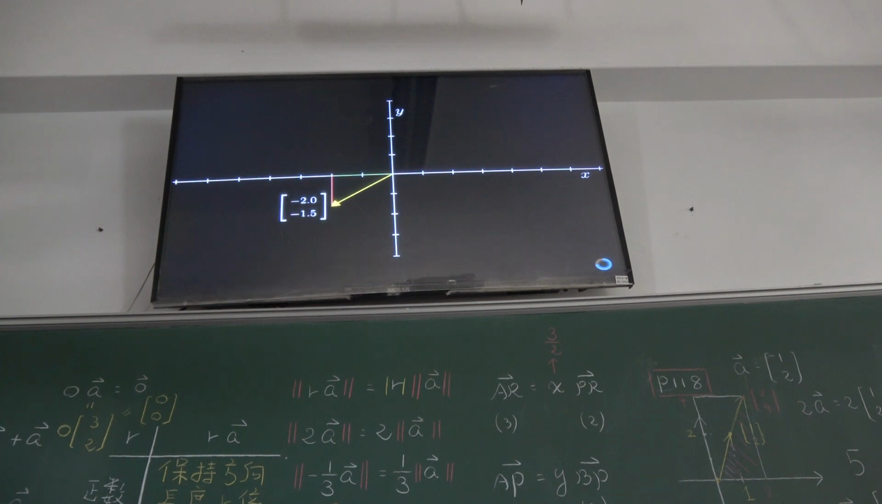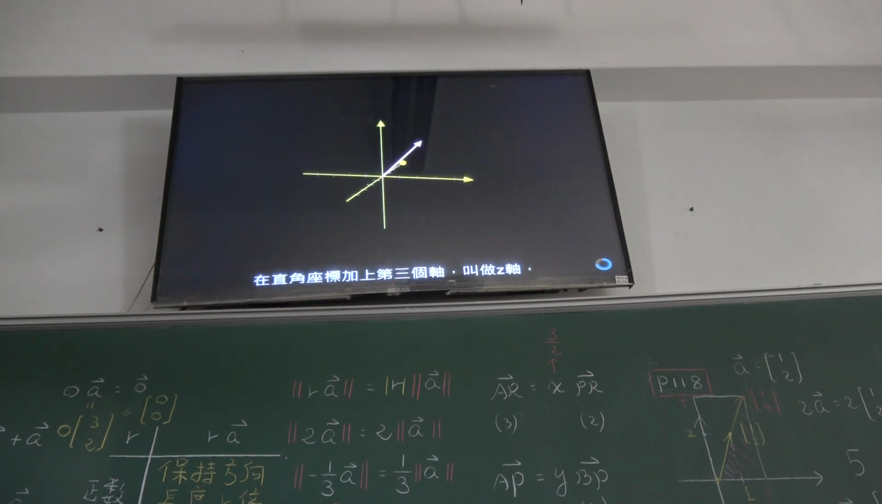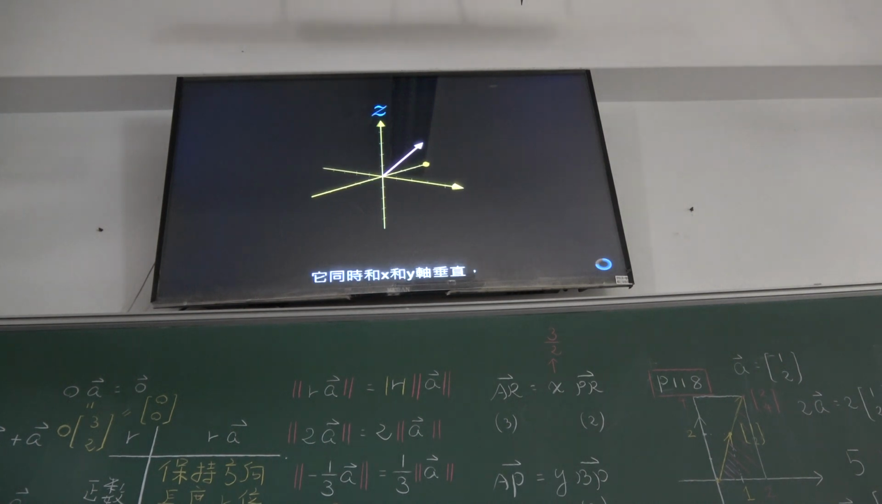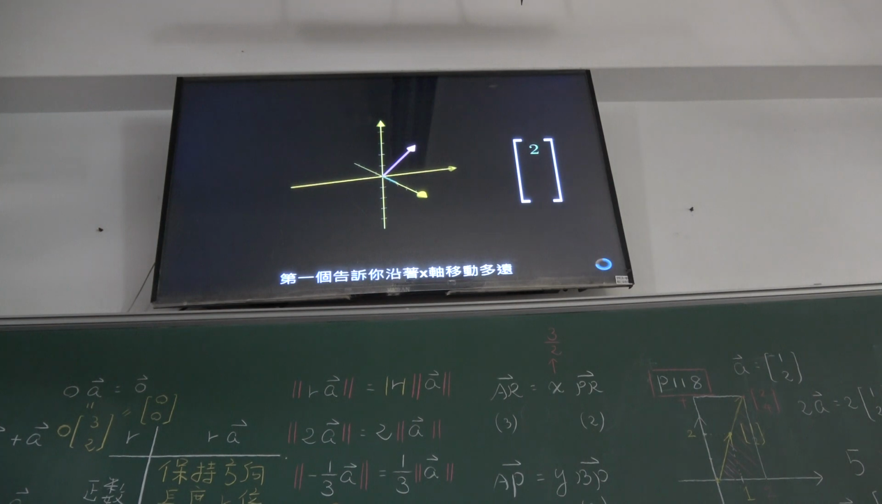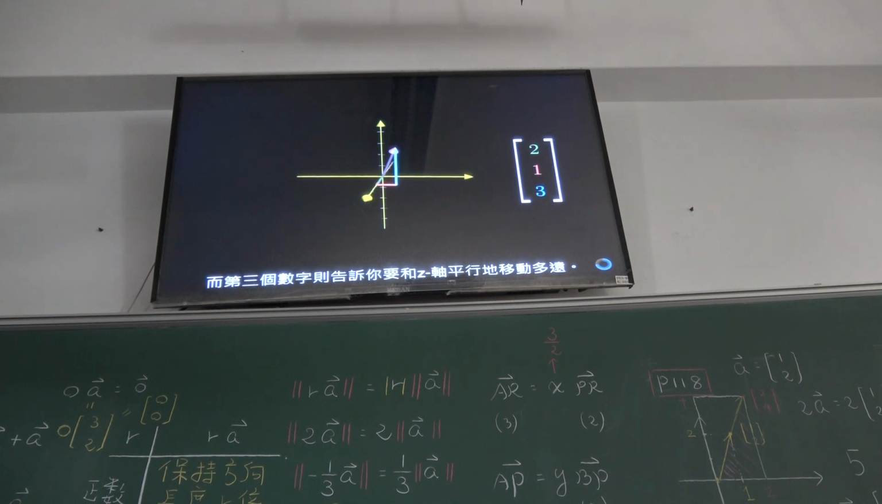pair of numbers. What about in 3 dimensions? Well, you add a third axis, called the z-axis, which is perpendicular to both the x and y axes. And in this case, each vector is associated with an ordered triplet of numbers. The first tells you how far to move along the x-axis, the second tells you how far to move parallel to the y-axis, and the third one tells you how far to then move parallel to this new z-axis.